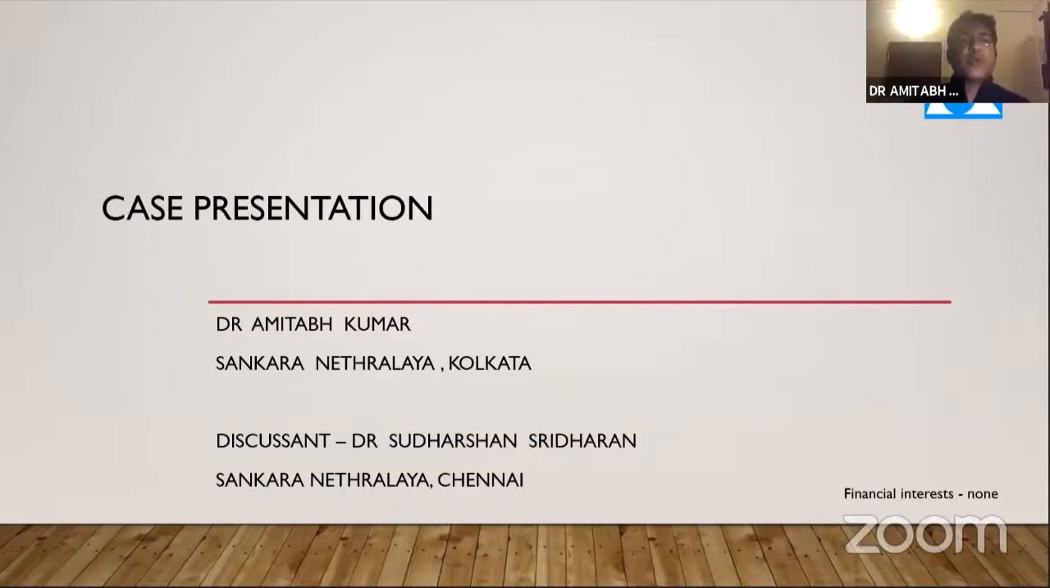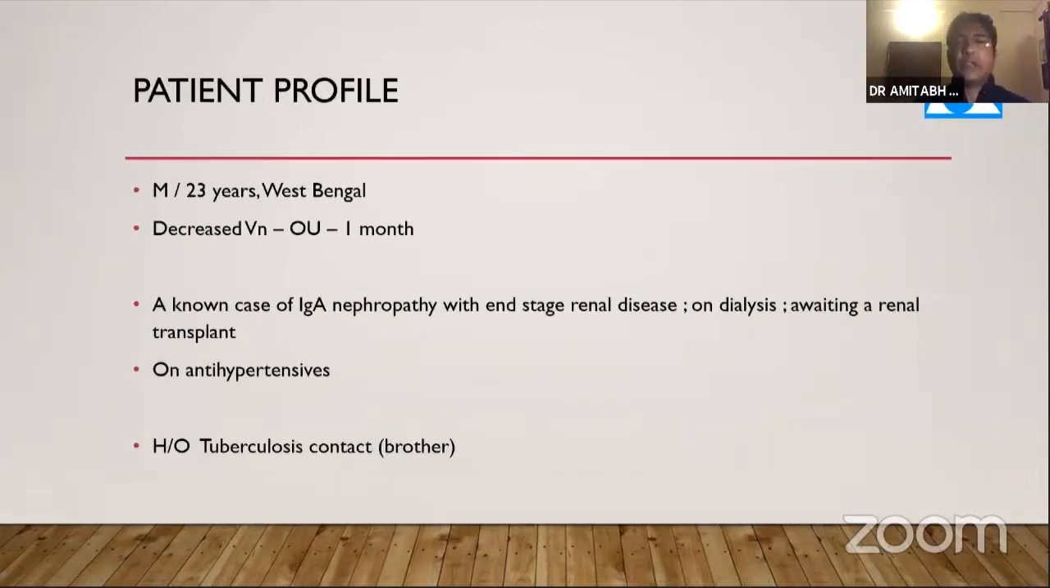Okay, so this was a 23-year-old male from West Bengal who came with complaints of decreased vision in both the eyes for the last 1 month. He was a known case of IgA nephropathy with end-stage renal disease, on dialysis, and he was awaiting a renal transplant. He was on antihypertensives at the time of presentation. He also gave a history of tuberculosis contact with his brother.